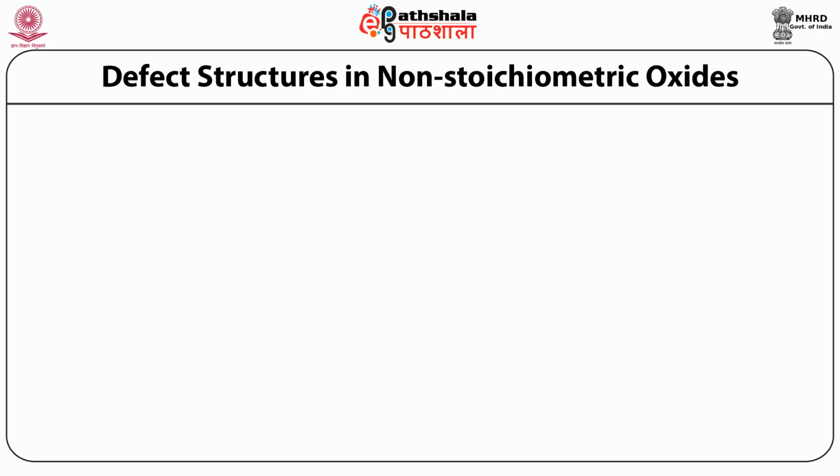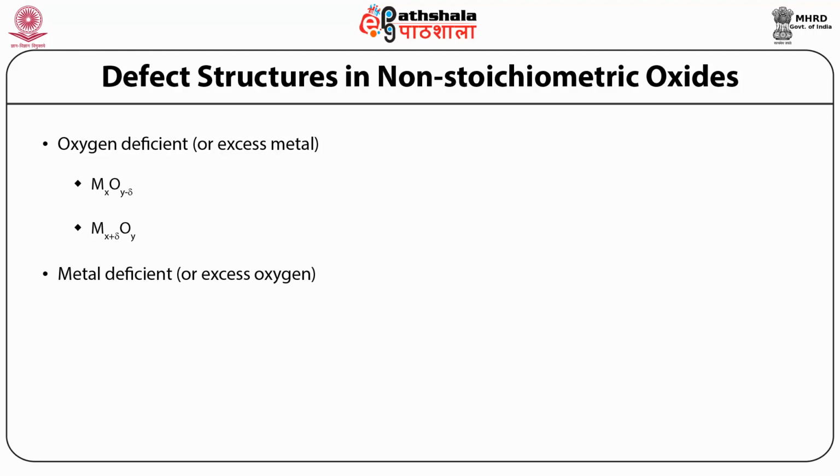Now let us discuss the defect structures in non-stoichiometric oxides. Mainly, there are two types of deficiency. First is oxygen deficient or excess metal. Second is metal deficiency or excess oxygen. Examples of oxygen deficient oxides can be MxOy minus delta or Mx plus delta Oy, whereas examples of metal deficient oxides will be Mx plus delta Oy or Mx minus delta Oy.